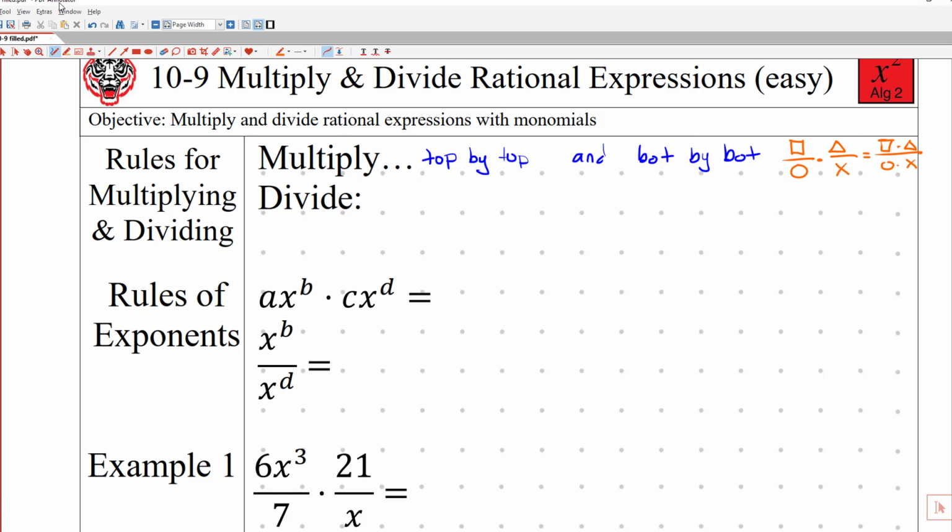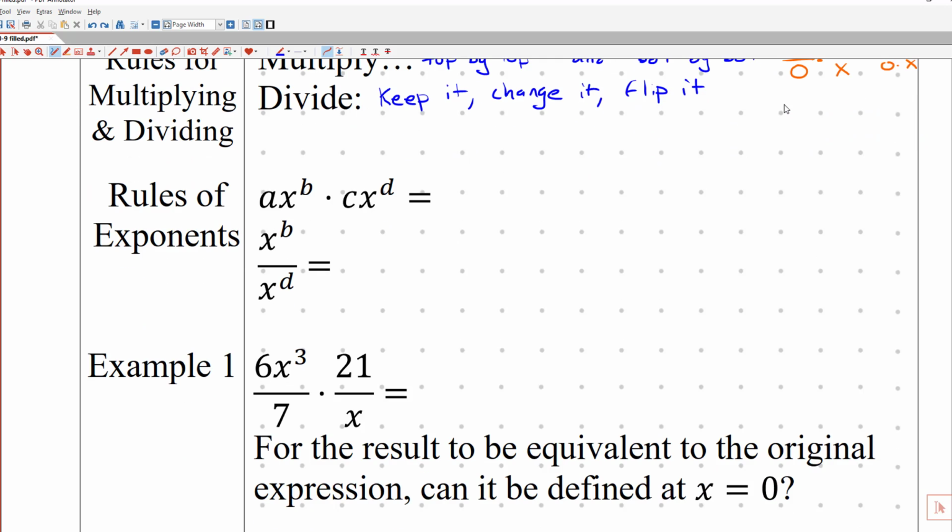Whenever you divide, though, you guys know this rule very well by now. You keep it, change it, flip it. Keep it, change it, flip it. And then it goes back up to the rules that were up here. So let's see some more review, and then we'll do our first example.